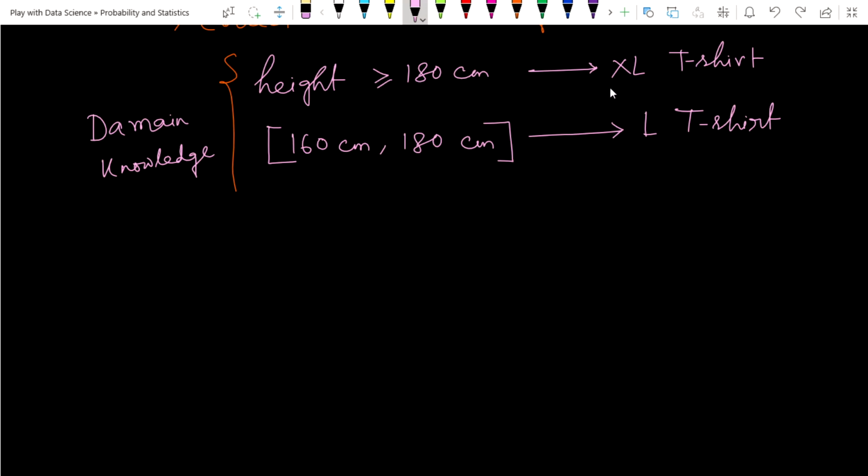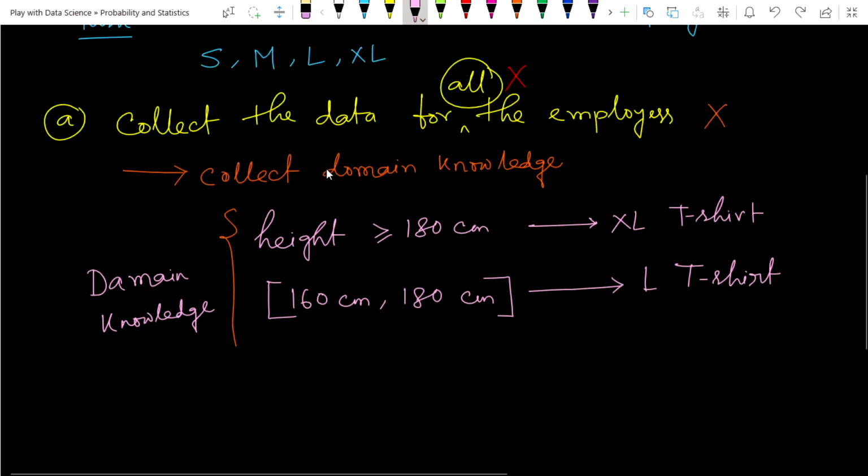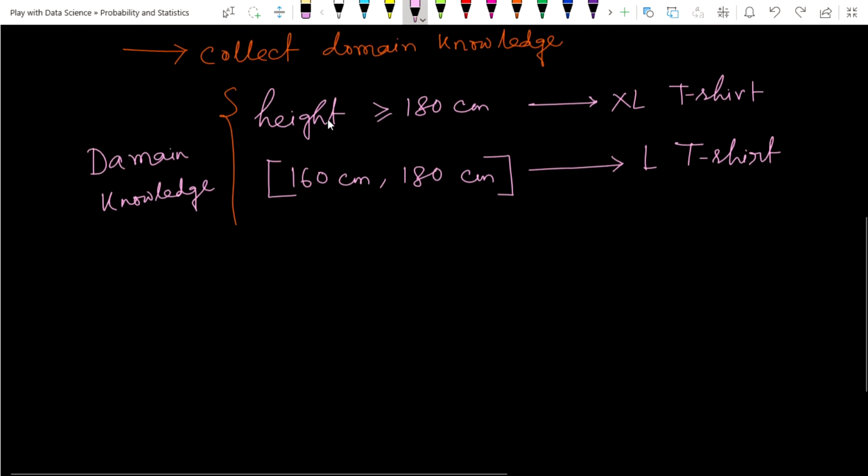if the height is greater than 180 centimeters, then they are mainly wearing XL t-shirts. If the height is between 170 to 180 centimeters, then in general they wear the L size. Similarly for M, for S, for such kinds of things we have collected.